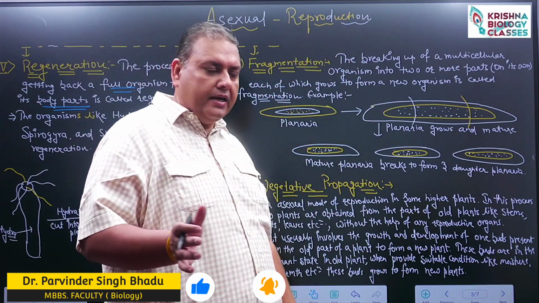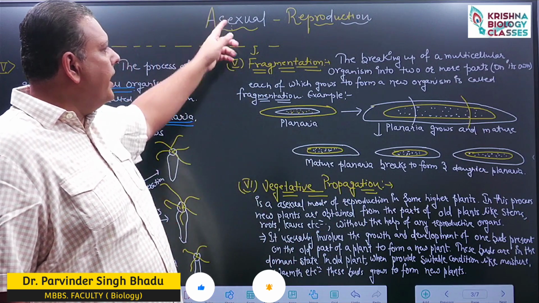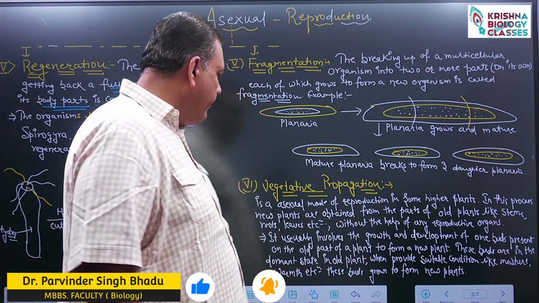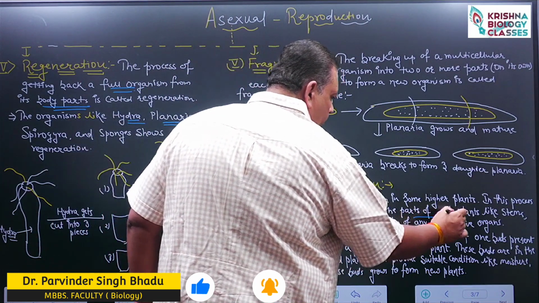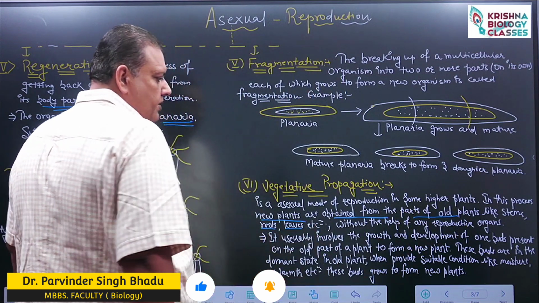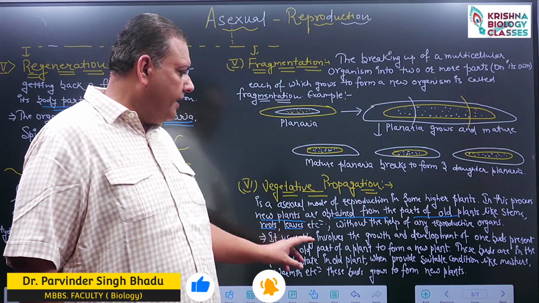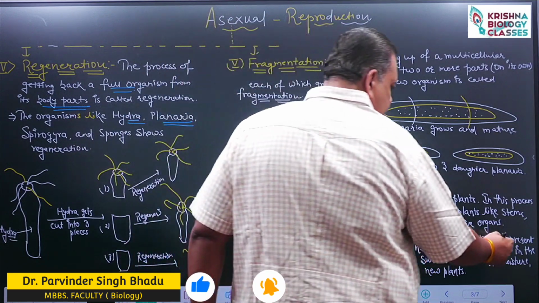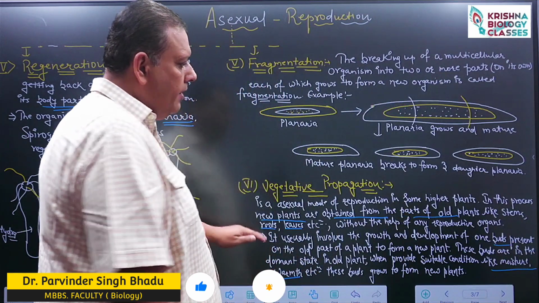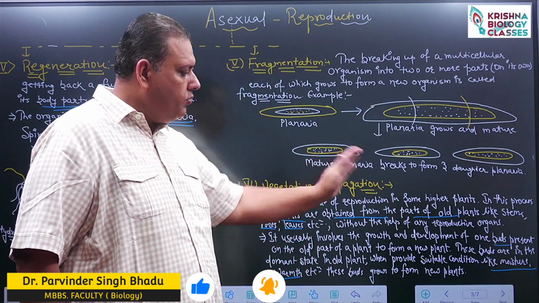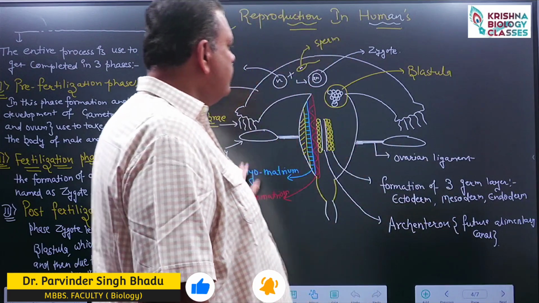Then in higher plants, vegetative propagation is also found, which is also a kind of asexual mode of reproduction, in which new plants are obtained from the parts of the old plant, like from stem, roots, leaves, etc. What happens? These parts of the plant, stem, roots and leaves, also act as a bud. When favorable conditions come, like moisture, warmth, these buds lead to the formation of a new organism. So these are the 5 important types of asexual mode of reproduction.